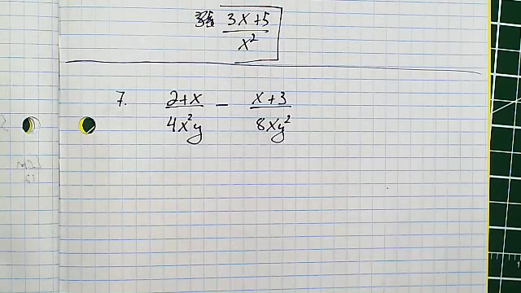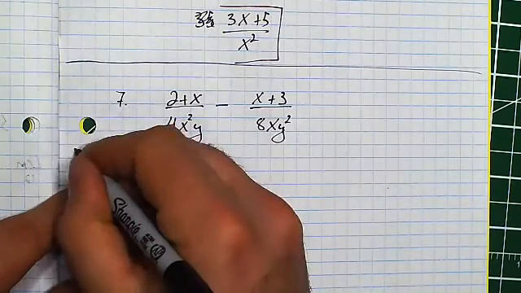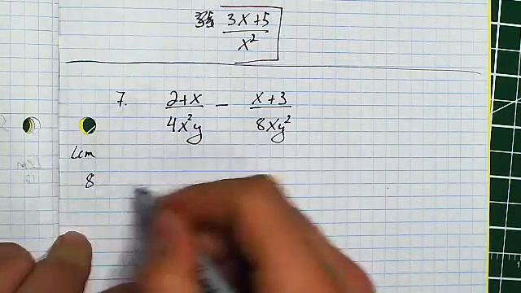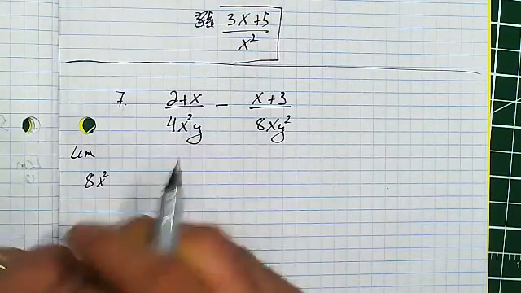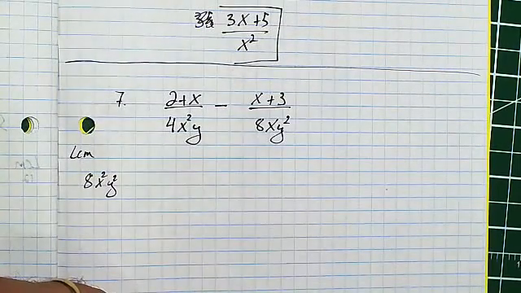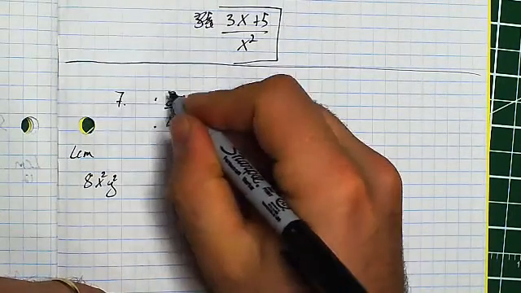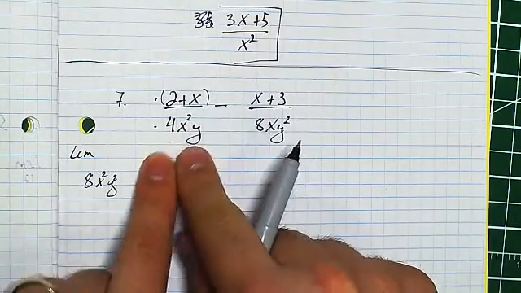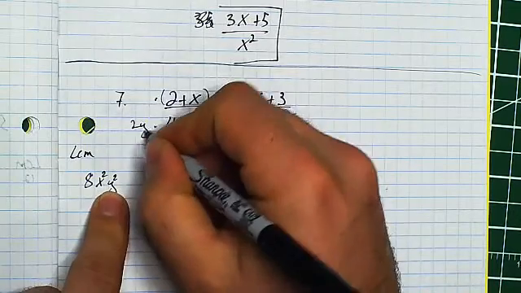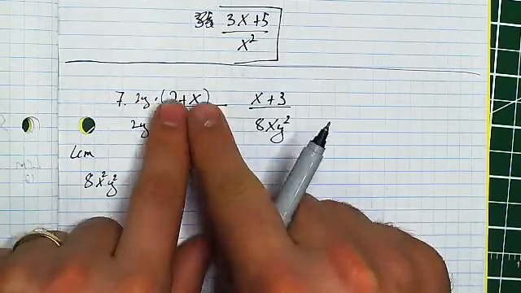Part 7, we have 2 plus x over 4x squared y, subtracting x plus 3 over 8xy squared. So again, the lowest common multiple: between 4 and 8 is going to be an 8, x squared and x is going to be an x squared, and a y squared will be a y squared. So what do I have to multiply this side by to get 8x squared y squared? Well, I have to multiply it by a 2 and a y.